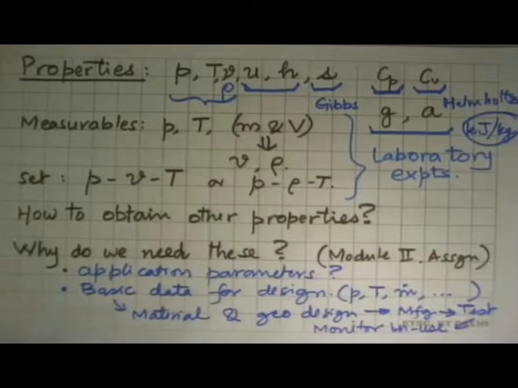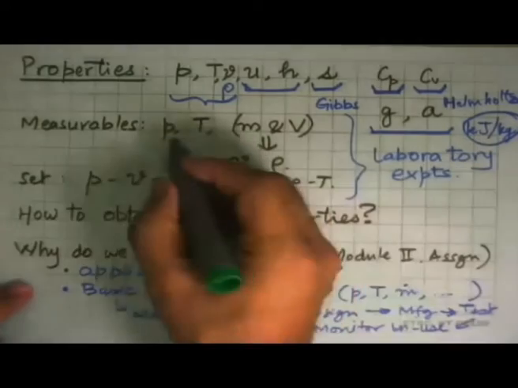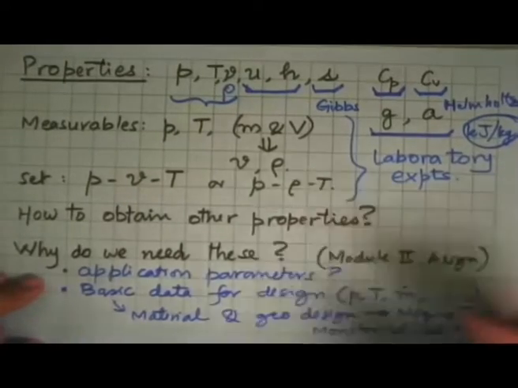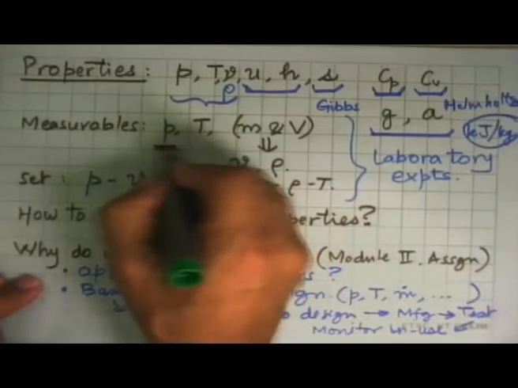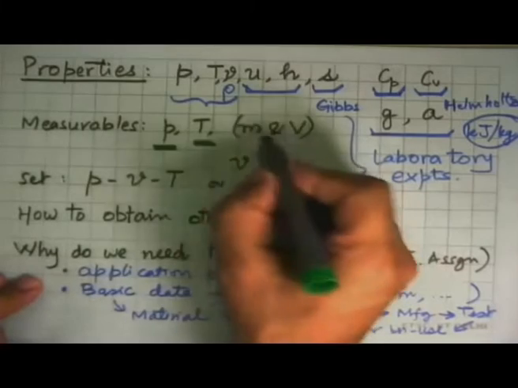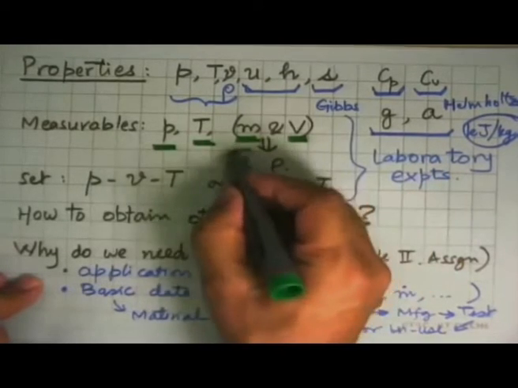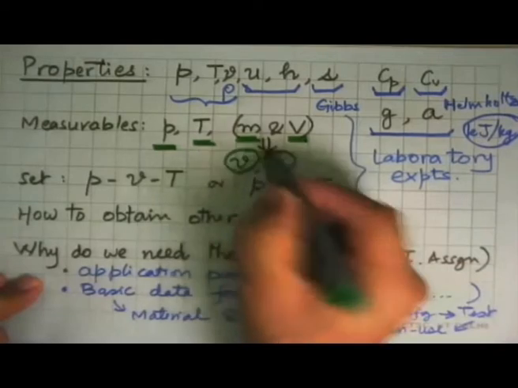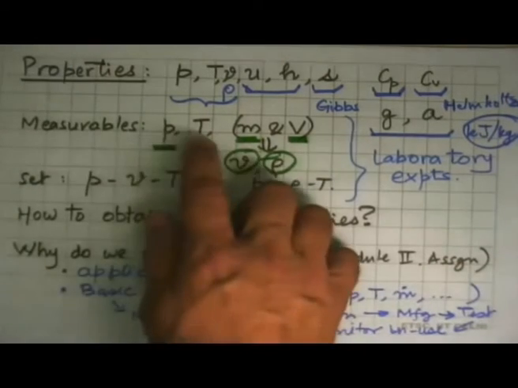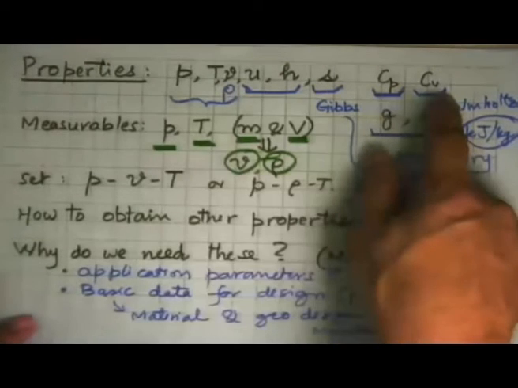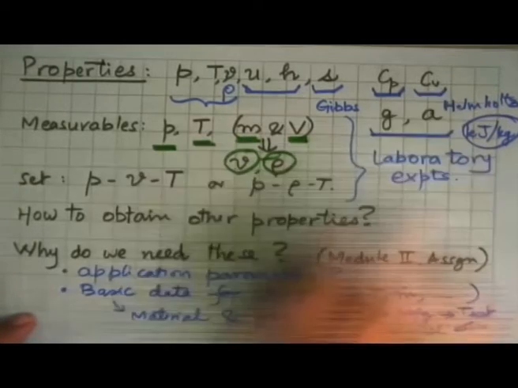Now, in a laboratory, we cannot measure all of these. This is a big problem. What we can measure is pressure, temperature, and we can independently measure mass and volume, from which we can get specific volume or the density. So those are the only real world data that we have, from which we need to get the properties, all of these that we need for this analysis.